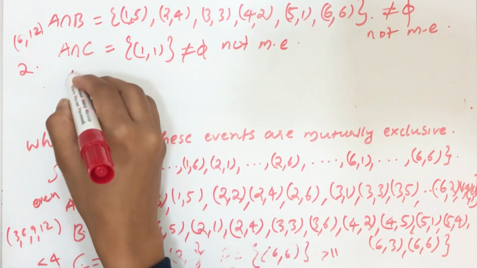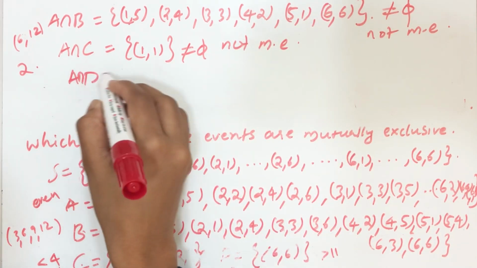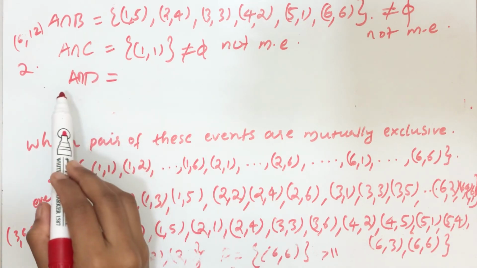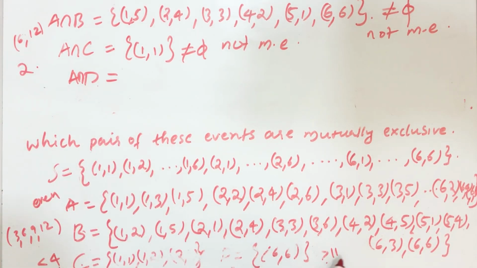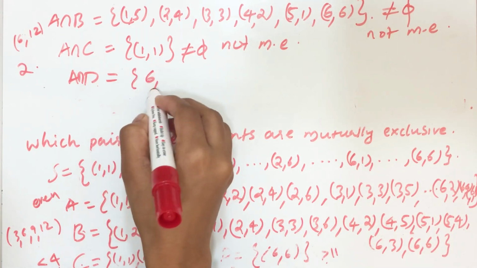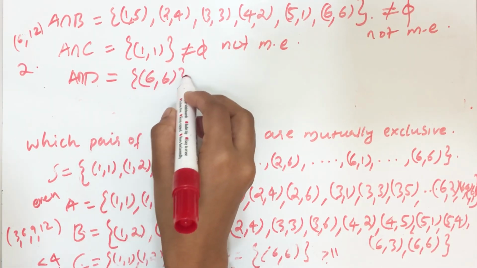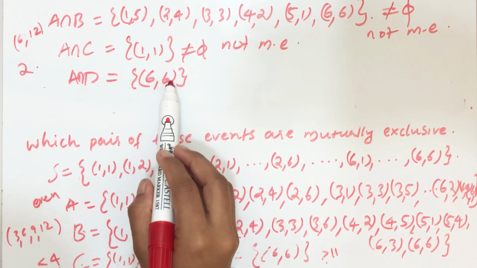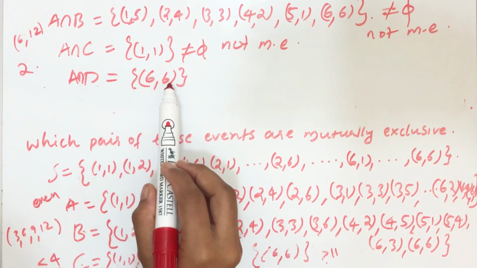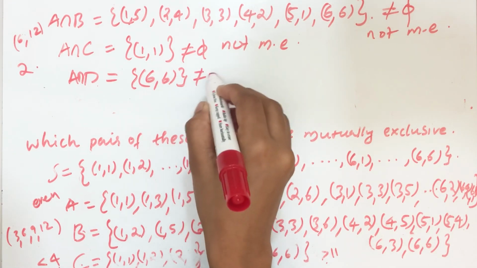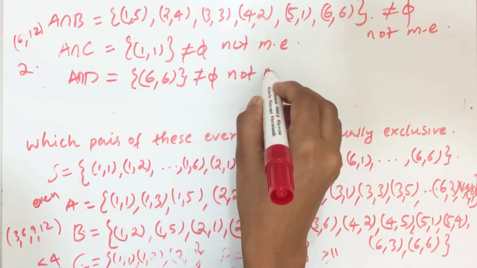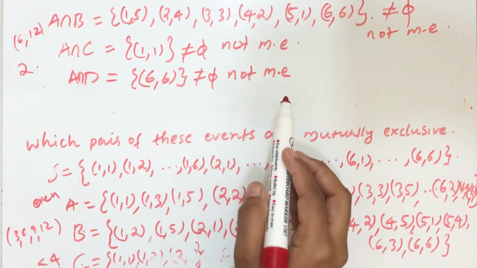Next we can see A intersection D. A intersection D is A is even, D is greater than 11, that is 12. One element, 6, 6. 12 is both even and greater than 11. So this is also not equal to empty, so not mutually exclusive. Like that you find every pair.